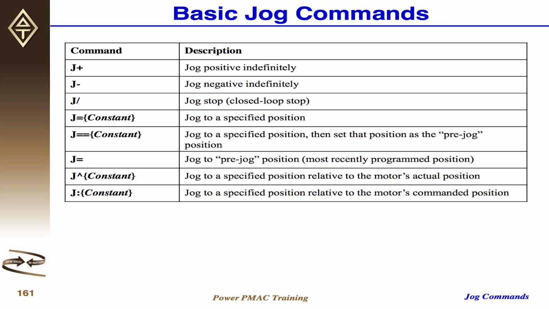J equals equals is the same thing with a twist. It jogs the motor out to a given position, but it then also sets that position to the pre-jog value. If you ever issue a J equals without a value, it will jog your motor out to whatever value you set here. So not extremely often used, but it is another feature. It's basically just a memory. If you want to set a value, you want to be able to jog to that spot easily. If you issue equals equals, and then later you just issue pound 3 J equals, it'll move you back to that spot.